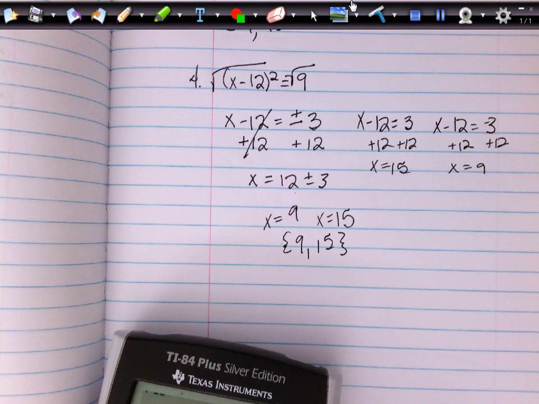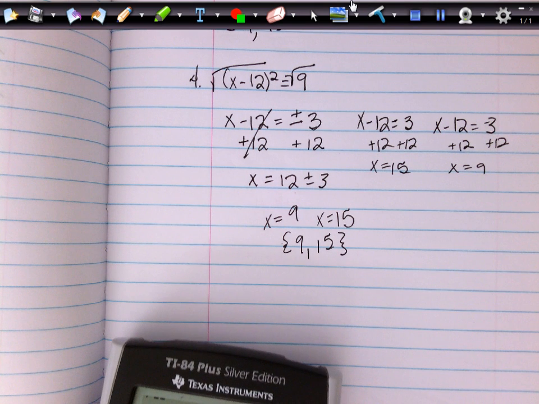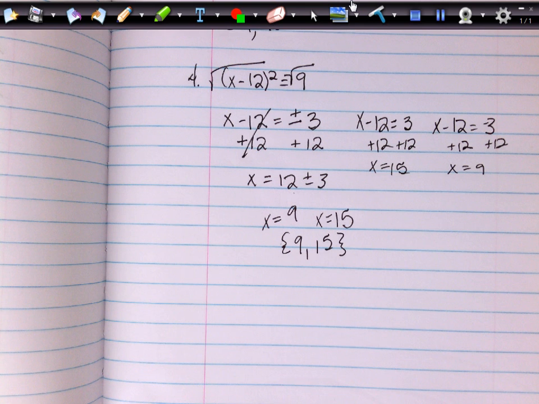You guys notice this time our answers aren't positive and negative of the same number, so you have to be careful and not get in the habit of thinking that automatically when you find one answer, the other answer is the negative of that. Here, the answers are 9 and 15, and those are not the same numbers.